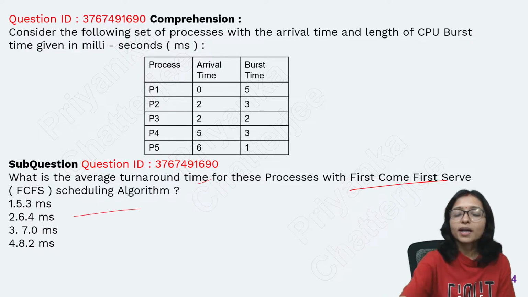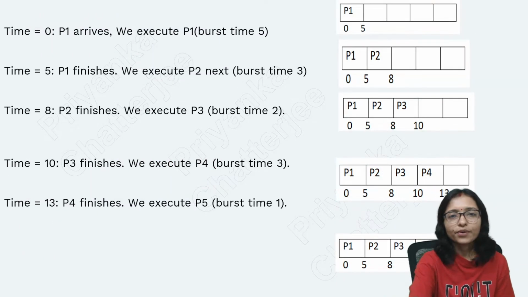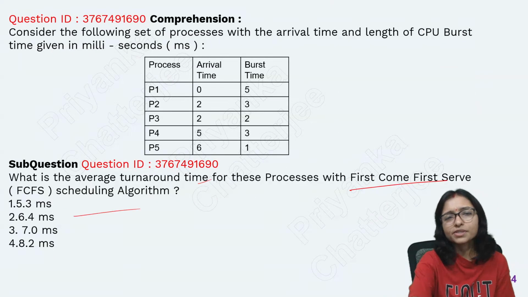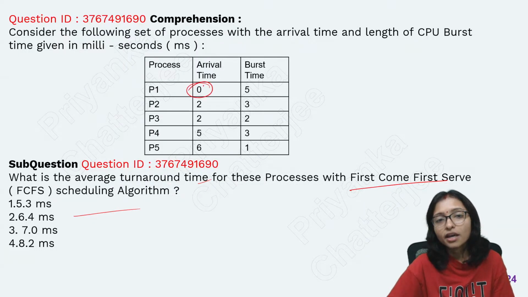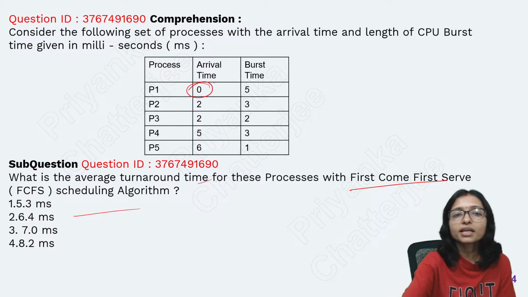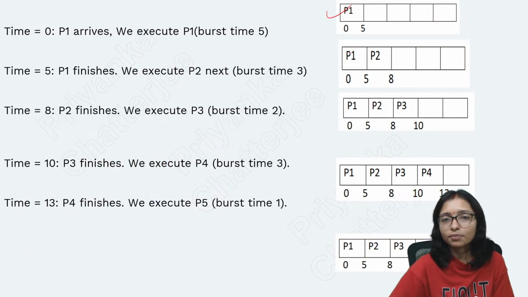So for this one I am showing the answer directly, I am not waiting. For this one, FCFS is very easy. First come first serve. Here also arrival time matters. At time 0, you can see P1 arrived. That's why you are taking P1.